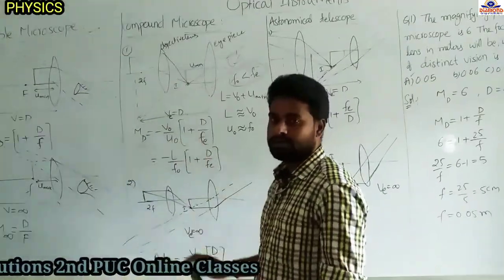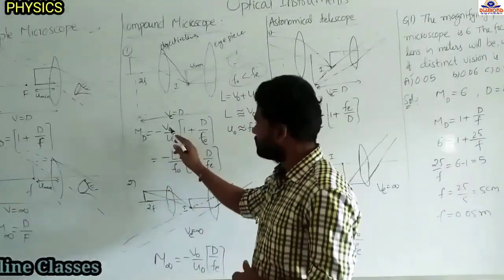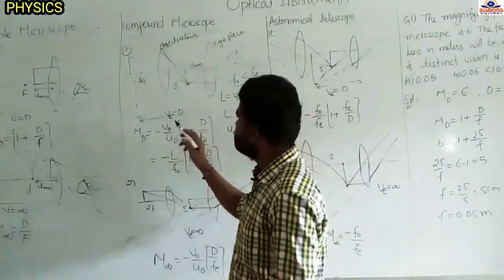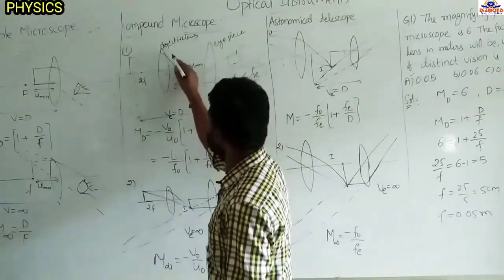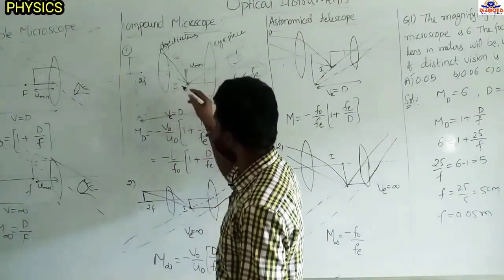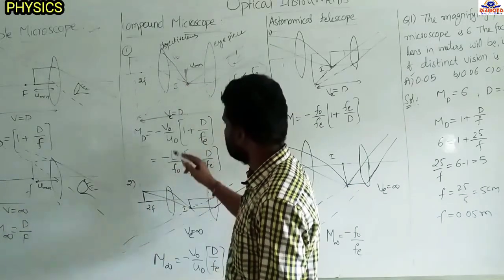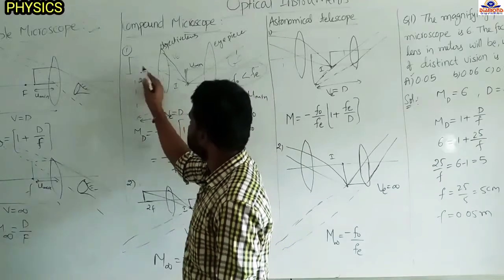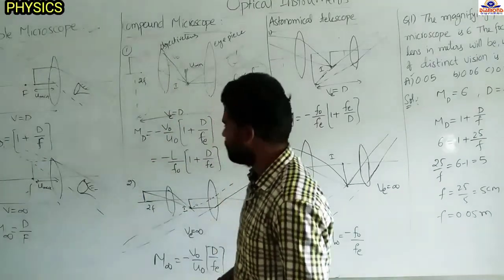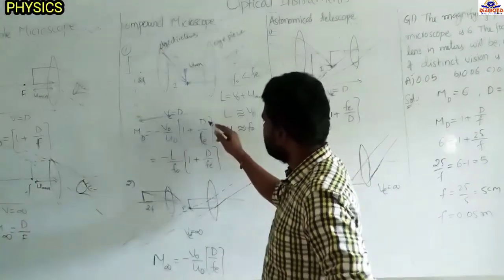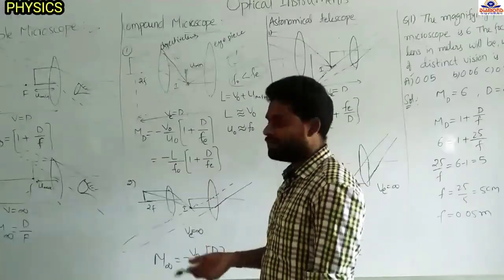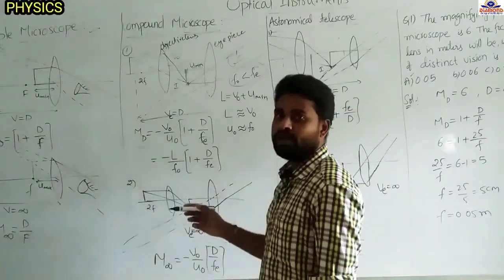V naught is the image distance from the objective lens, from here to here. This is the V naught. It is forming the image here, so the image distance from the objective lens. U naught is the object distance from the objective lens. In 1 plus D by Fe, D means the least distance of distinct vision, and Fe means the focal length of the eyepiece.